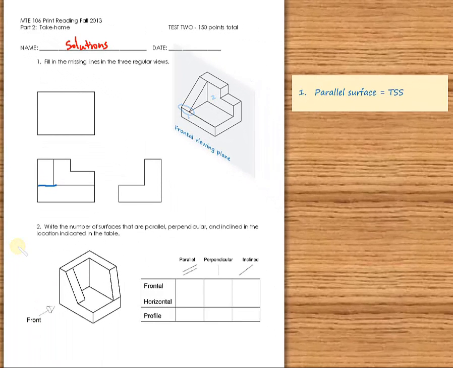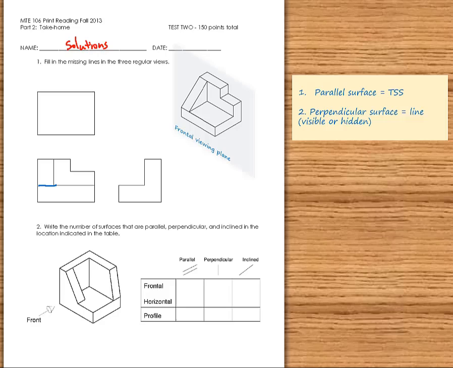The second fact is that surfaces perpendicular to the viewing plane appear as lines in the corresponding view. This surface is perpendicular to the frontal viewing plane, and it appears as this line in the front view. This surface is perpendicular to the frontal viewing plane. It appears as this line in the front view. Similarly, this surface is perpendicular to the frontal viewing plane. It corresponds to this line. This surface is perpendicular, corresponds to this line. This triangular surface is perpendicular. It corresponds to this line.